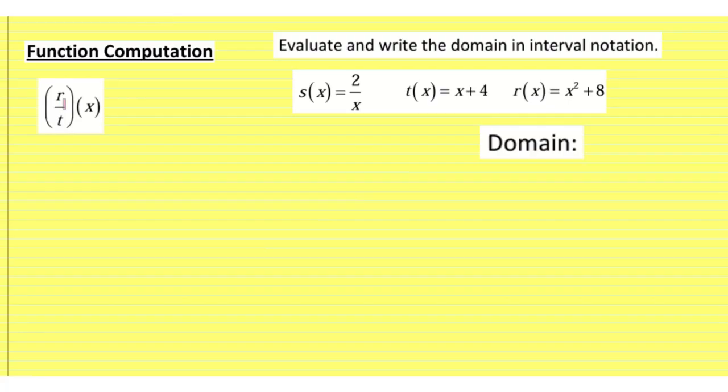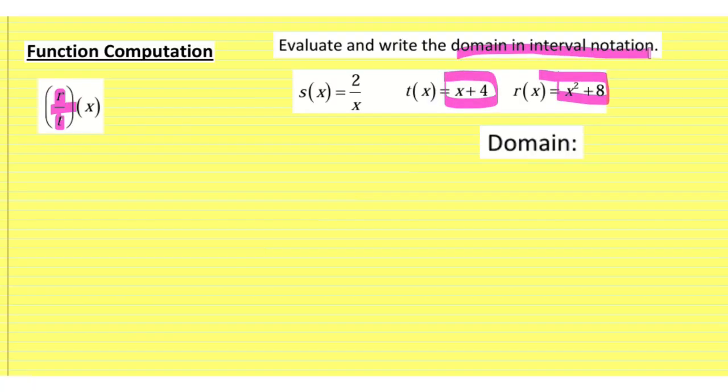Okay, this next problem, we are going to take the r function and divide it by the t function. So right there is my r function. There is my t function. Again, we're still going to find the domain and write that in interval notation as well. Okay, so the r function says x squared plus 8 in the numerator, and it's being divided by t in the denominator, so x plus 4.